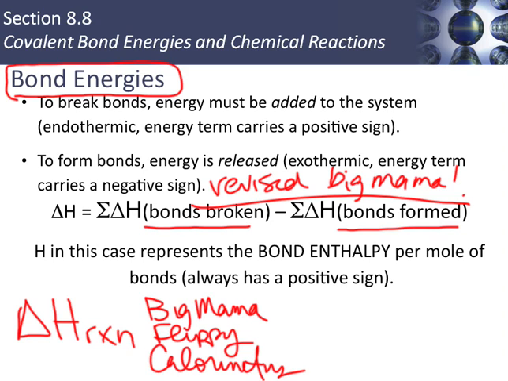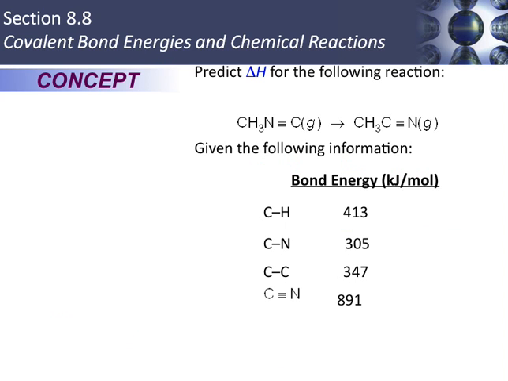How is this different than Big Mama? What is Big Mama? Products minus reactants. So if you're breaking, you're really doing reactants minus products, but that is done for a reason, and I'll explain it. All I need you to do is just accept bonds broken minus bonds formed. This is an example. We have bond energies, and then we have a reaction usually drawn out in such a way that you can figure out the structure of all the reactants and products.